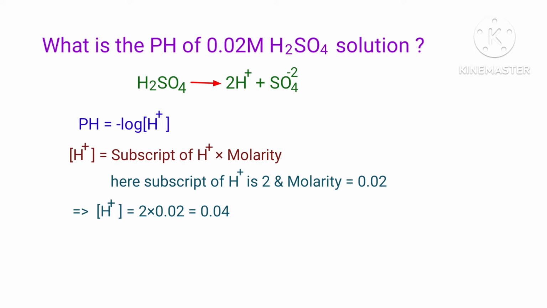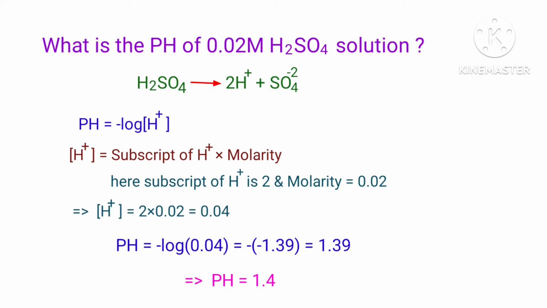So the concentration of H+ is equal to 2 times 0.02, that equals 0.04. So pH is equal to minus log of 0.04, that equals minus of minus 1.39, that equals 1.39. So pH equals 1.4.